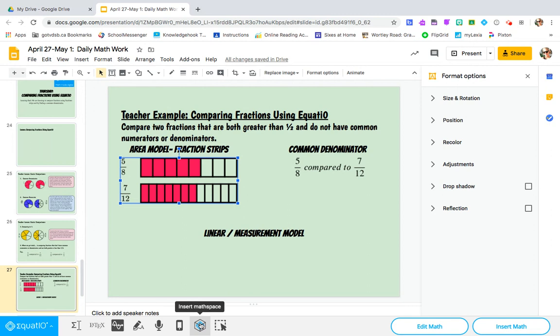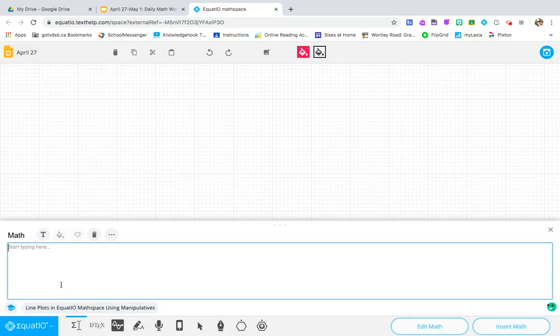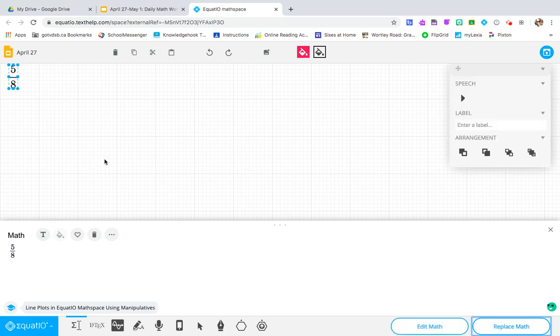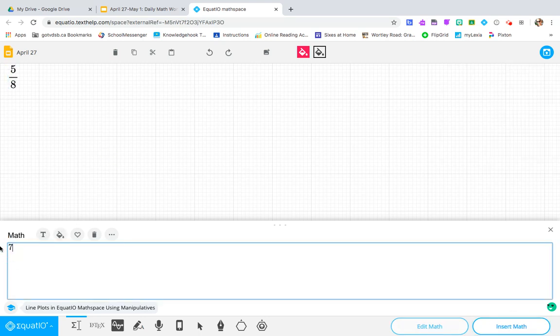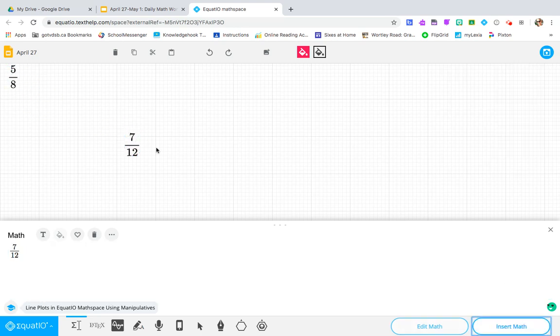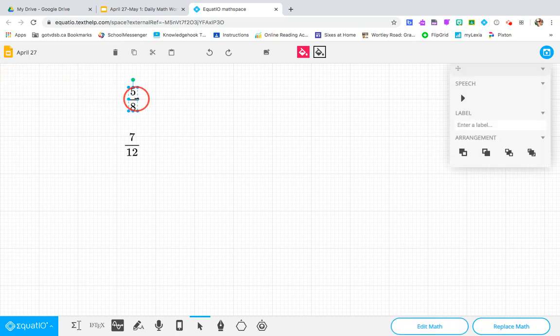So we are going to go back into a new math space to create our number lines to show this. Let's start by just writing out those fractions again. 5/8 for the first one, and 7/12 for the next one. And we'll just move those over here. Excellent. Let's create our number lines next.